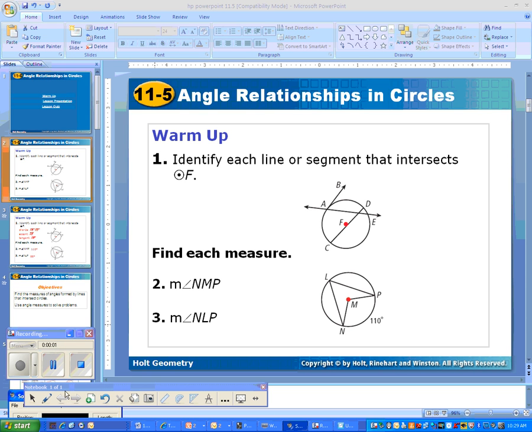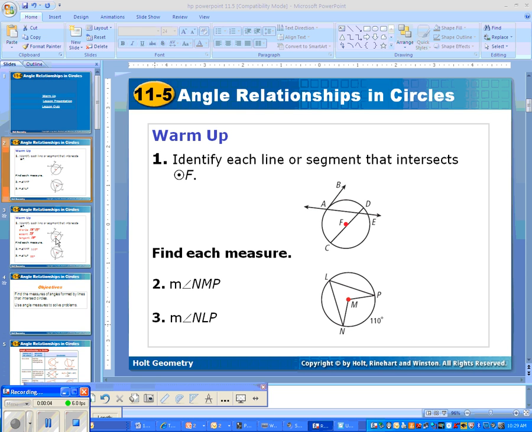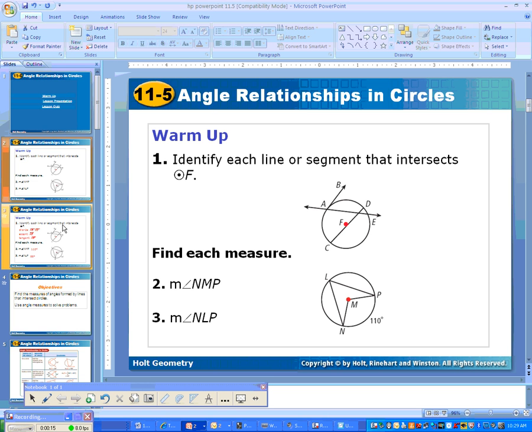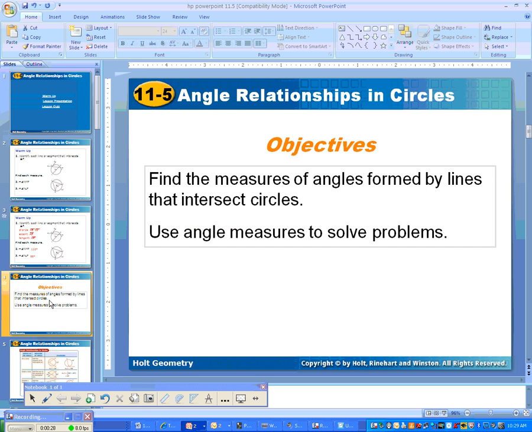Okay, in 11-5, we are talking about angle relationships in circles today. And before we get going, I want you to go ahead and pause the video and make sure you know how to do these warm-ups. The answers are here. It's important that you remember the difference between a central angle and an inscribed angle. A central angle is congruent to the arc measure, and inscribed angles are on the circle, and it's half of the arc measure. So today what we're doing is we are finding the measures of angles formed by lines.